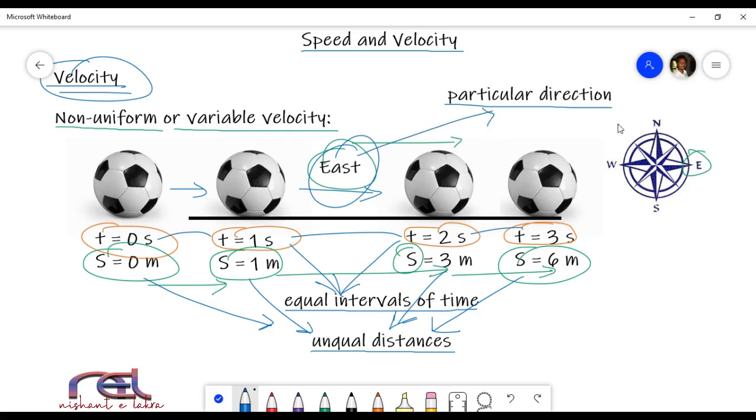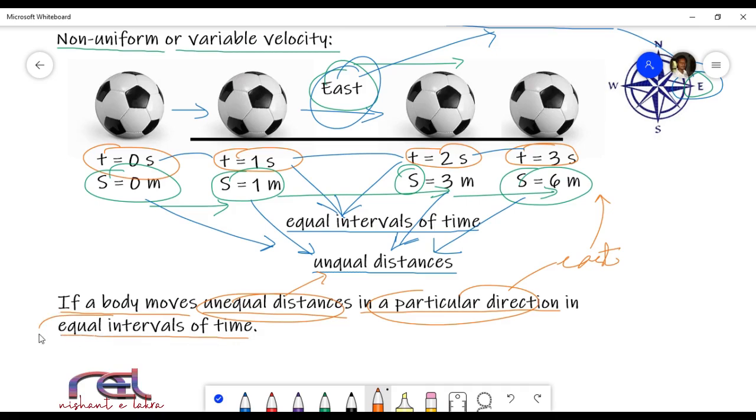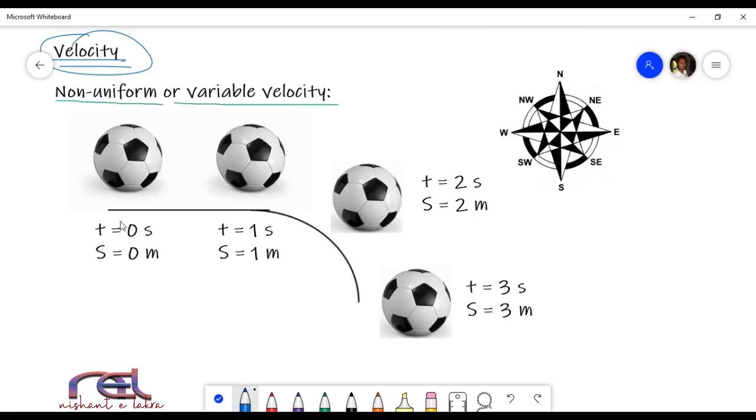So by this we can understand that if a body moves unequal distance in a particular direction, like in this example the ball is rolling eastward in a particular direction in equal intervals of time, if a body moves unequal distance in a particular direction in equal intervals of time, right, then we would say that it's a non-uniform or variable velocity. Let's see another illustration.